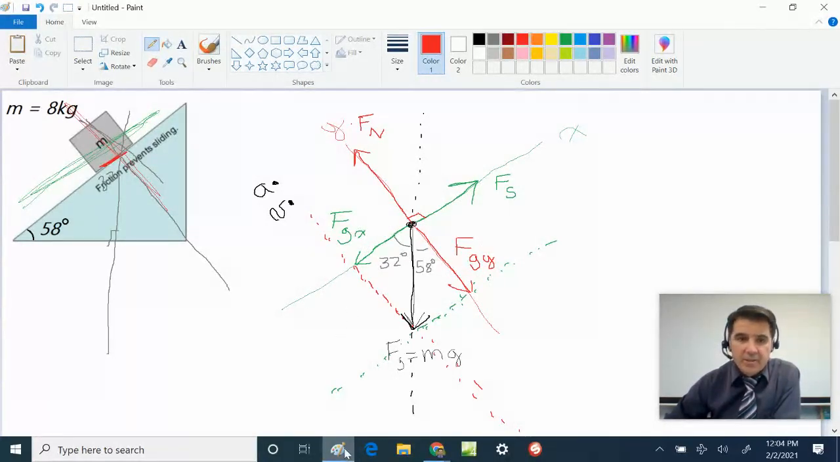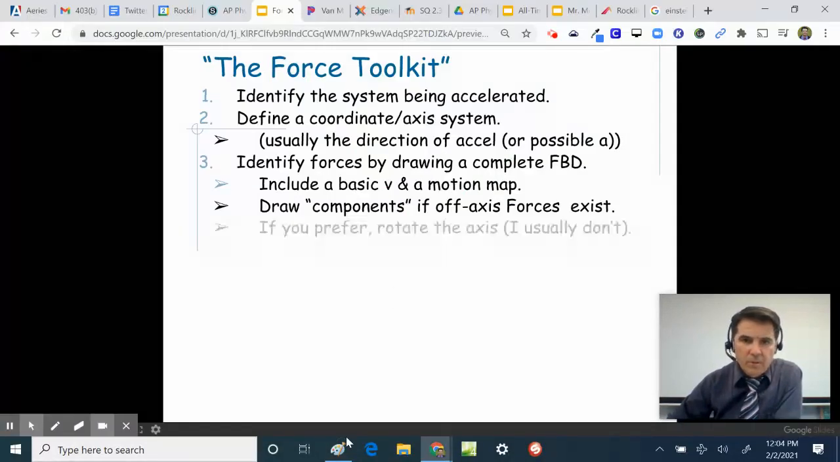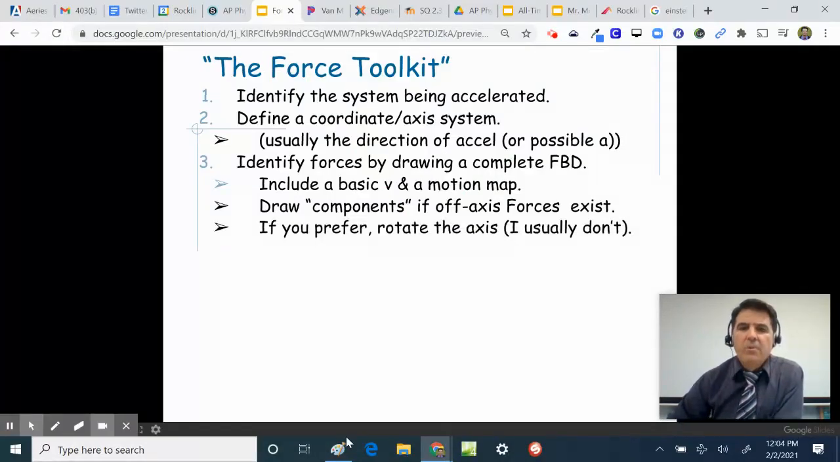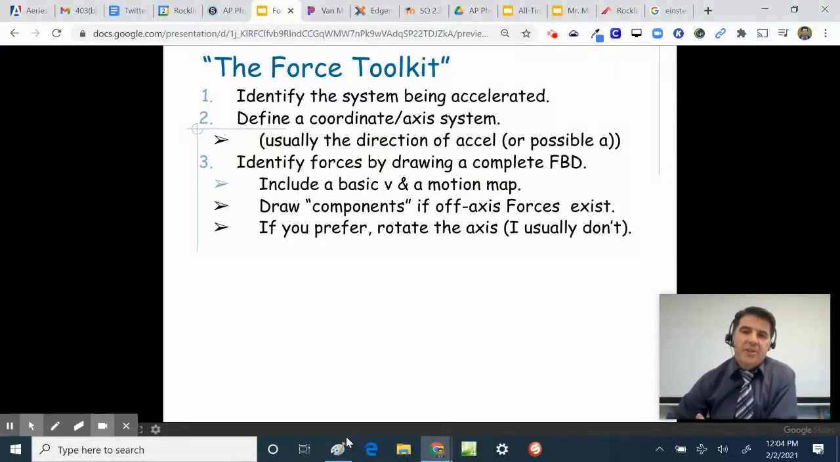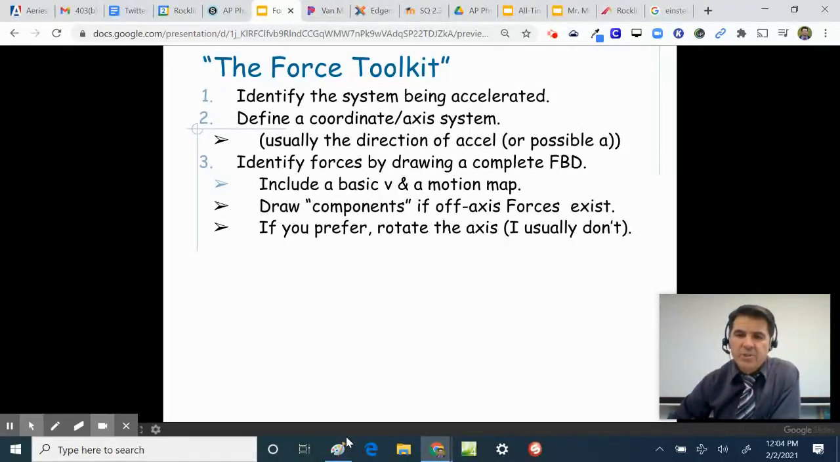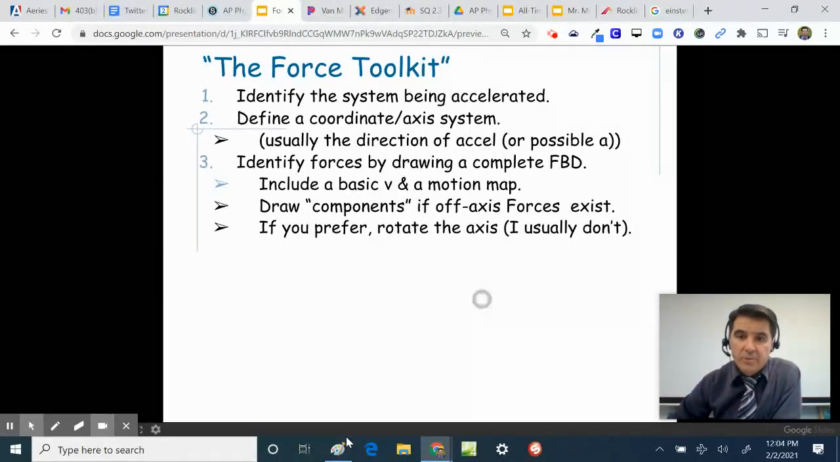Let's see what we got next on our thing here. It says if you prefer, rotate the axis. I don't like to rotate the axis because I want to see that it's downhill. It gives me a visual frame of reference. Some students and teachers might want to rotate the axis. You can see that in the later part of the notes.